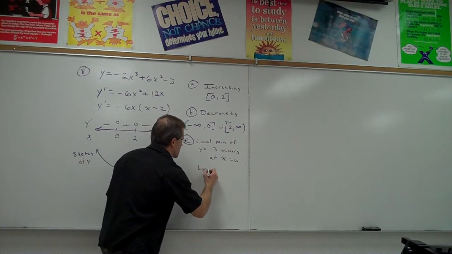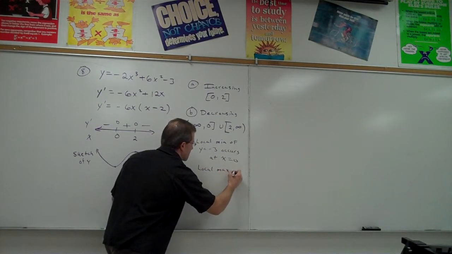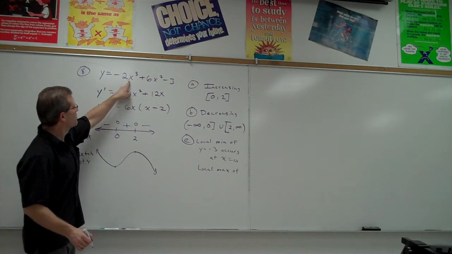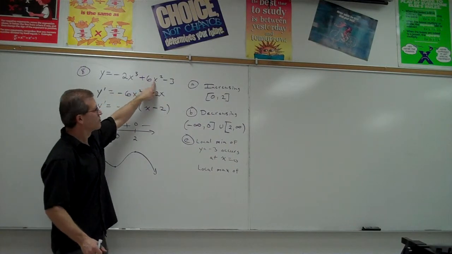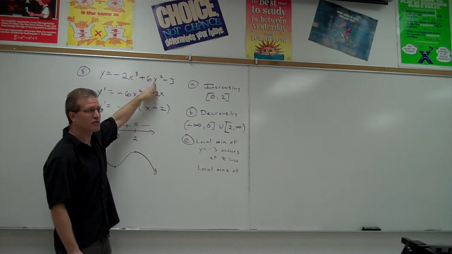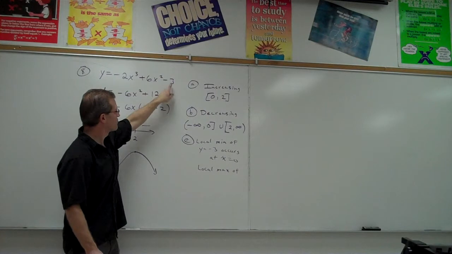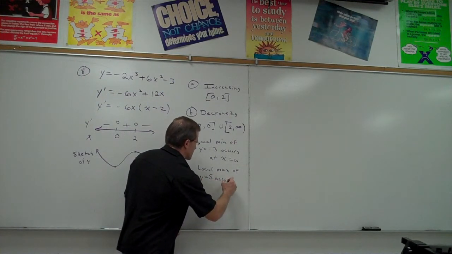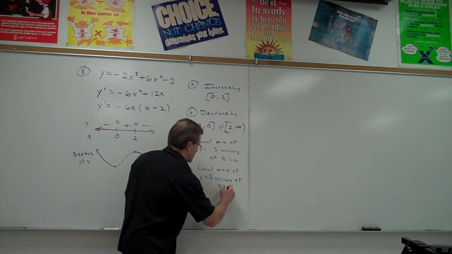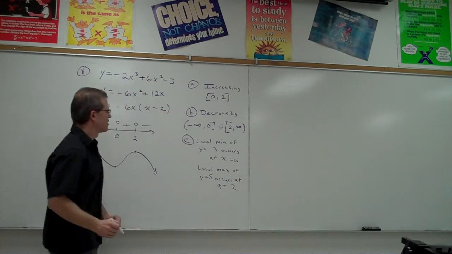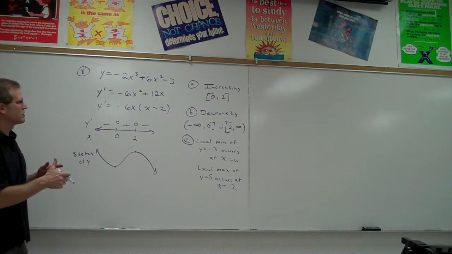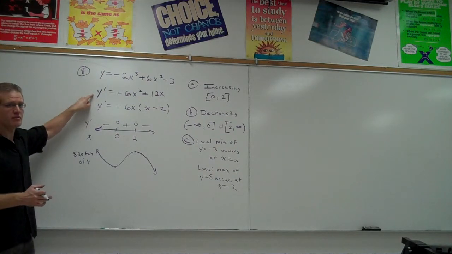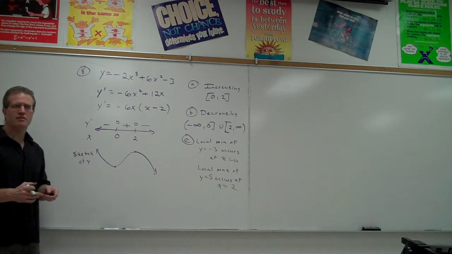Local max of, so we plug 2 into the original equation. So if you plug 2 in here, you get negative 16. Plug 2 in here, you get plus 24, so that's 8. Minus 3 is 5. So a local max of y equal 5 occurs at x equal 2. So you can find out when the function is increasing, decreasing, and you can find its local mins and maxes all using the first derivative. Any questions about that?